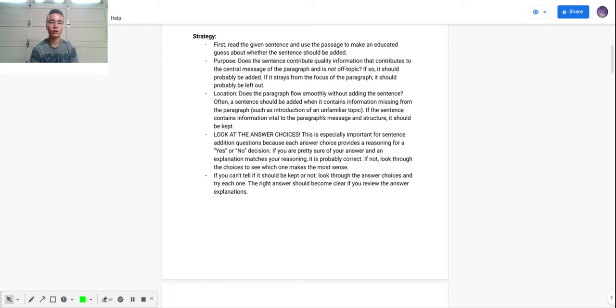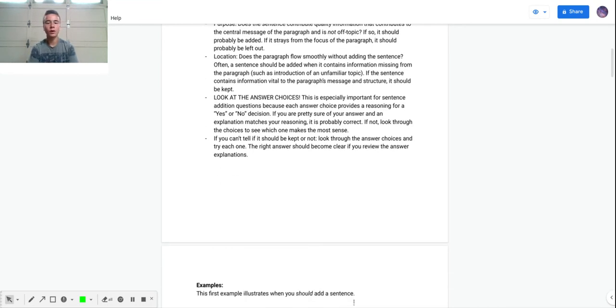So then you look at the answer choices. As I said, there are two choices for yes and two choices for no, but all four choices give a different reason. If you find an answer that matches your decision, yes or no, and it provides an explanation that's almost identical to yours, then that's probably correct. However, if not, you should just look through all the choices and find the one that makes the most sense. And if you can't tell if the sentence should be put in or not, then just look through all the answer choices and try each one. If you spend enough time doing this, you'll get used to it.